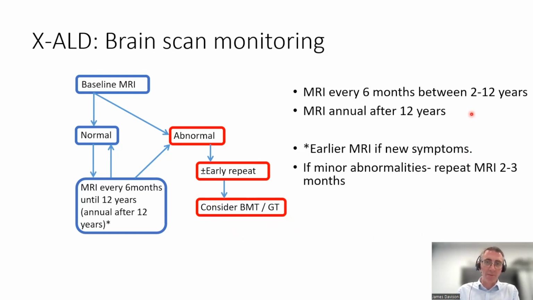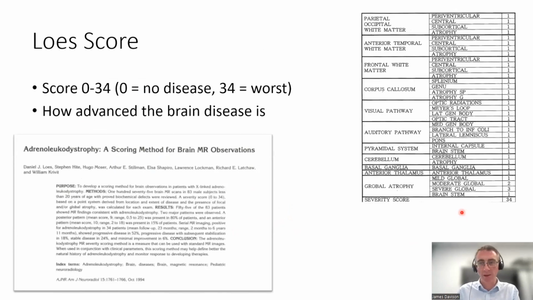We do this every 6 months to start with, because we know that the most at-risk period are those early years of childhood. Once you turn 12, the risk decreases of the development of the cerebral disease, which is why we're then doing the assessments less frequently. You will have heard probably of the Loeys score.